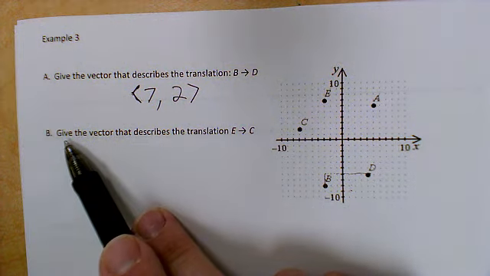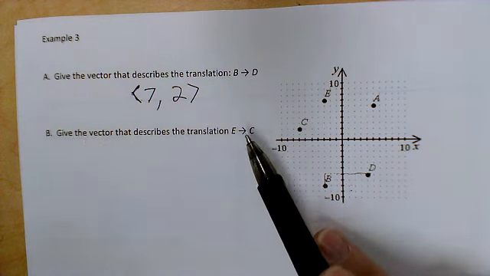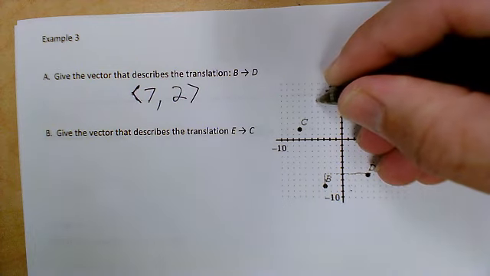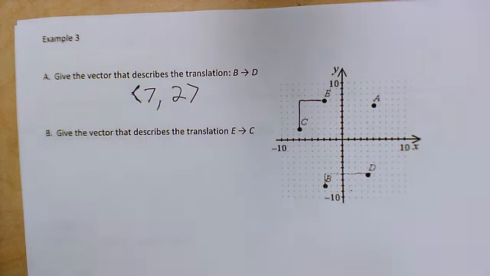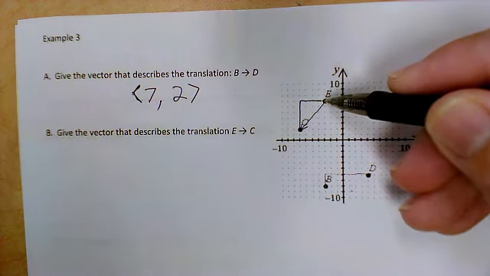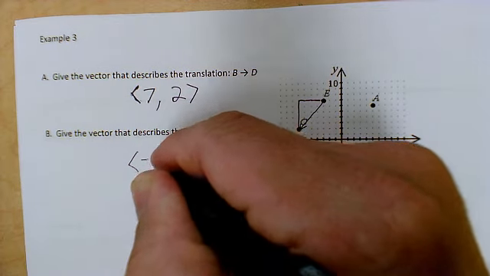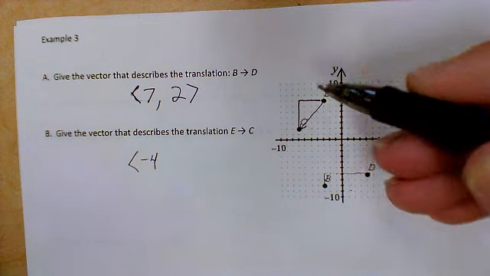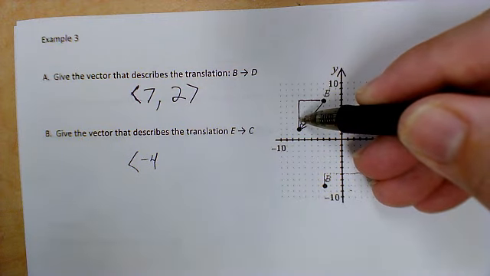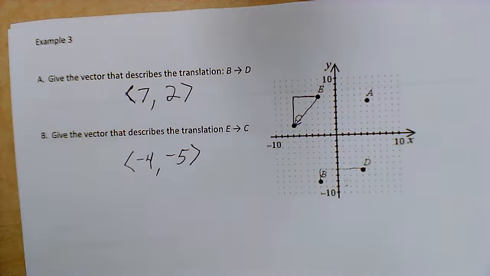So on part B, which is a different problem, name the vector for the translation from E to C. So we're going to go from E to C. That's to the left and down to achieve that translation. Since it went to the left 1, 2, 3, 4, that's going to be negative 4, since E is my starting point. And then it went down 1, 2, 3, 4, 5. So negative 5 is my B value for the vector. Alright, that wraps up that example.